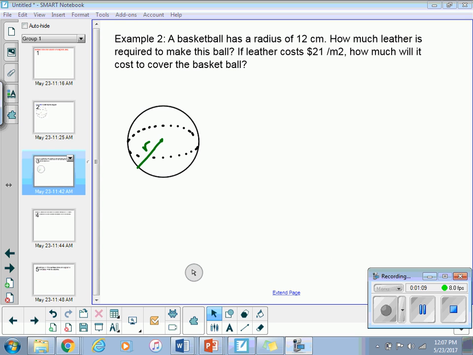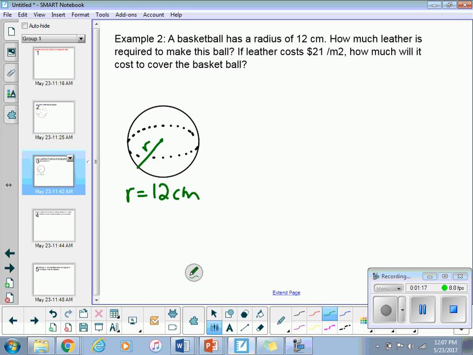Okay, so for this question, you're told that a basketball has a radius of 12 centimeters. So r is equal to 12 centimeters. And it's asking you how much leather would be required to make this ball. So is this asking us to solve for volume or surface area? If we're trying to figure out how much fabric it would take to cover up the exterior, hopefully you can see that it's asking for surface area, and we know that that's equal to 4 pi r squared.